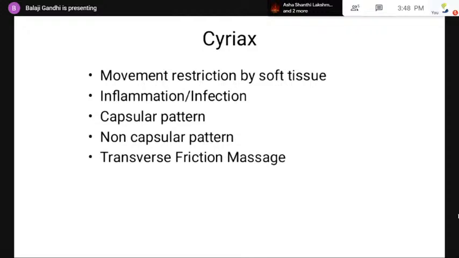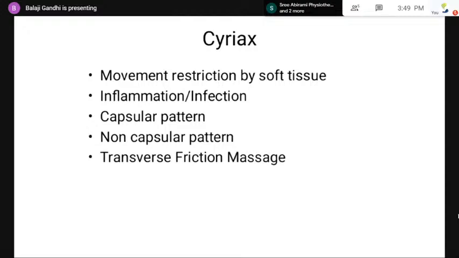Okay, we used to study this in the physiotherapy syllabus. So the capsular pattern or non-capsular pattern. If it is the capsular pattern, it is like flexion, abduction, and external rotation. So flexion, abduction, and external rotation, the capsule will be stretched maximum. So this is the capsular pattern. Non-capsular pattern is adduction with internal rotation. So this is the non-capsular pattern.